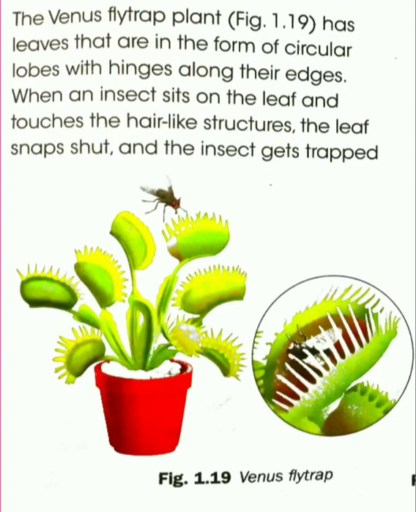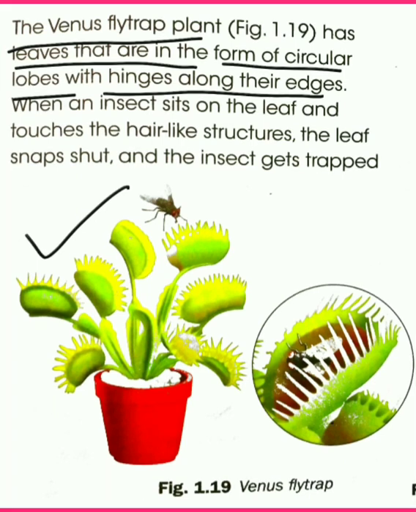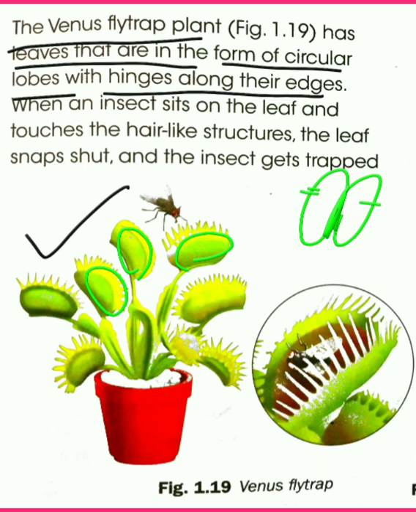The next example is Venus flytrap. So in this picture you can see the plant that is Venus flytrap. It has leaves that are in the form of circular lobes with hinges along their edges. So this Venus flytrap has leaves that are in the form of circular lobes. In this picture you can also see these are the circular lobes with hinges, means this part gets close.